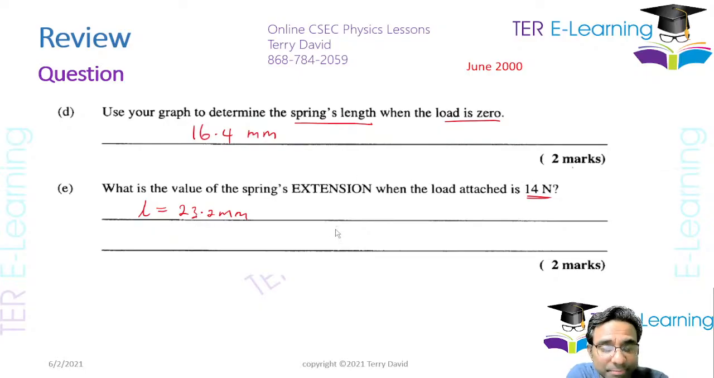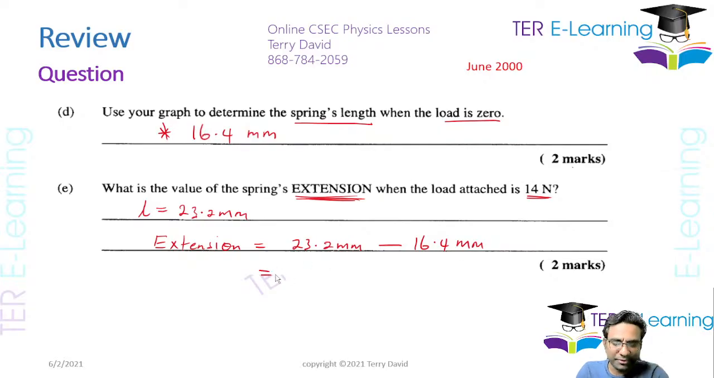That's the total length of the spring. So you notice what CXC did here? They put this in bold. So my actual extension is going to be equal to my reading that I'm getting right now, which is 23.2 millimeters, and I must subtract the original length of the spring, which is 16.4. We got that up here. So it's 23.2 minus 16.4, and you're going to get 6.8 millimeters as my extension, right? Let me just check the chat.